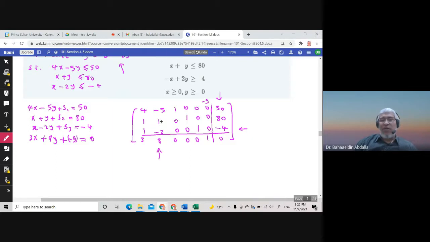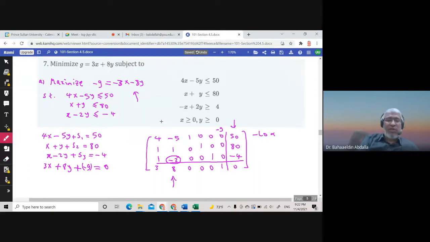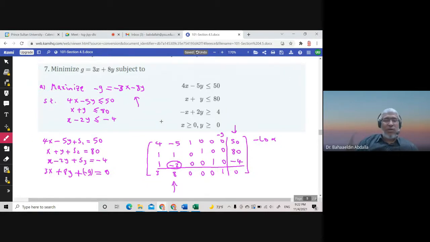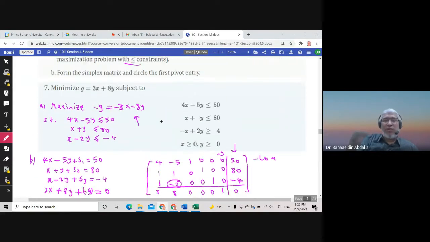Now divide. 50 divided by negative 5 is negative 10, so this is not good. 80 divided by 1 is 80. Negative 4 divided by negative 2 is 2. So that's the smallest positive quotient. So negative 2 is the pivot entry, and that's the answer. That's part B of the question. Form the Simplex matrix.